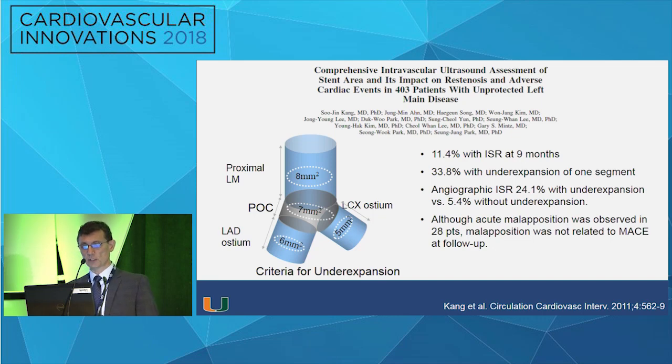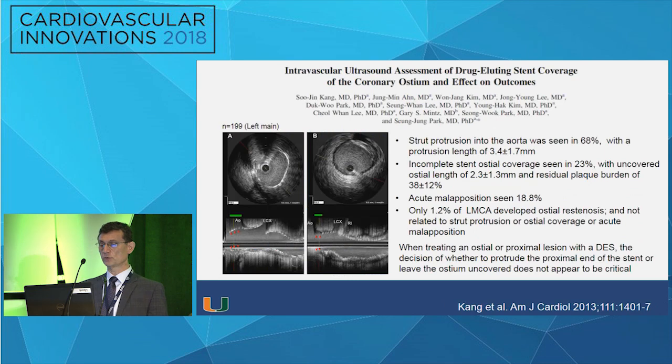This is an old paper now, but it shows what measurements you need to achieve when you stent the proximal left main, the polygon of confluence, the LAD, or the circumflex. With good expansion, the outcomes are very good, and when stents are underexpanded, the incidence of in-stent restenosis is significantly higher, 24% versus about 5% without underexpansion.